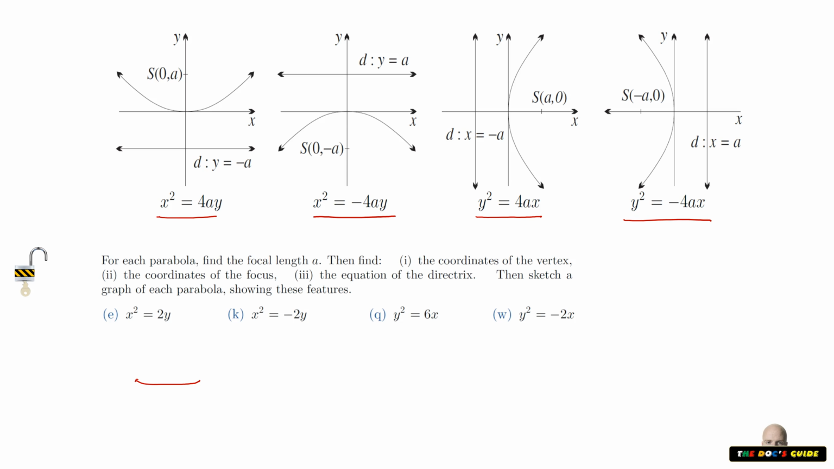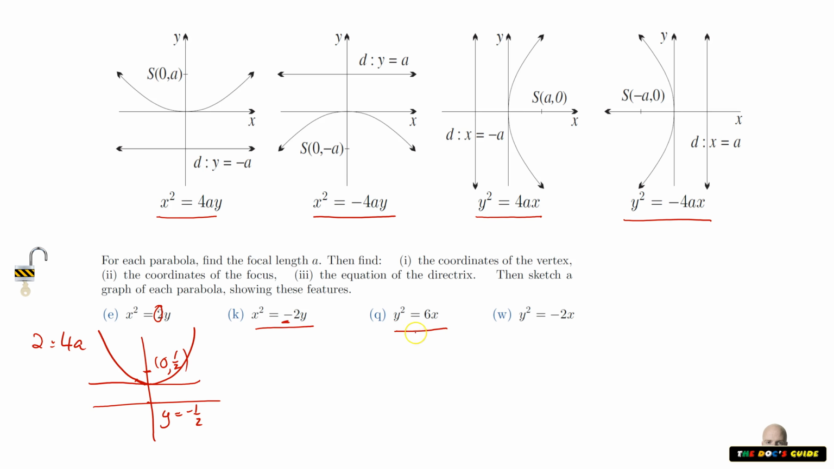Now we may not do all of these. x squared equals 2y. If we do that, then we've got 2 equals 4a. So again, a equals a half. So focus is at 0, a half. Directrix is at y equals minus a half. It's concave up. So this is it. This parabola is obviously the same sort of thing, but it's concave down.